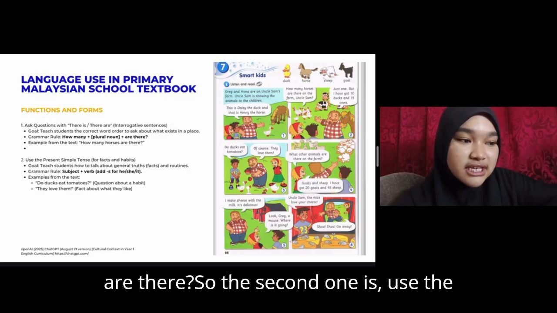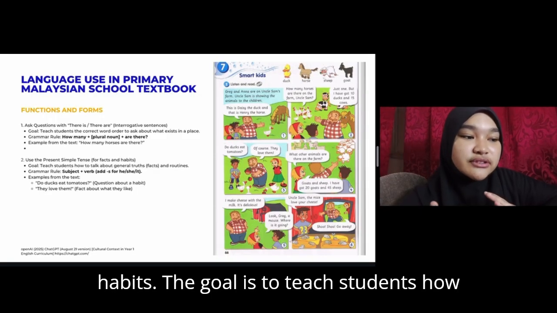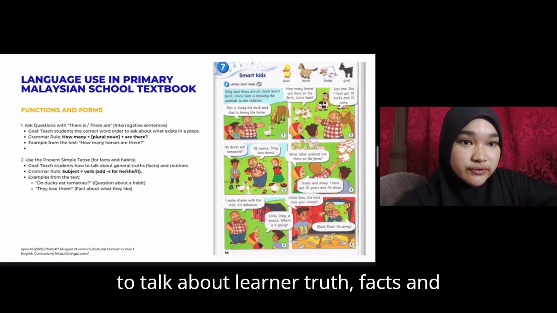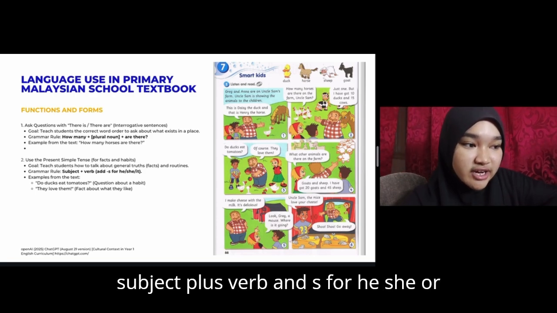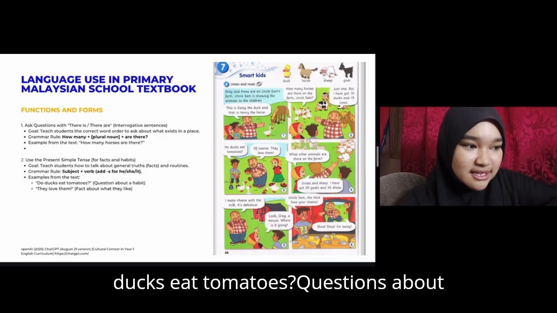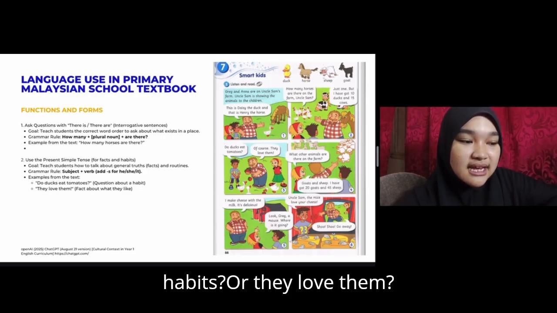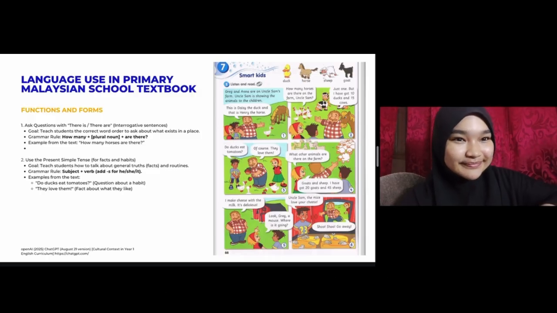So the second one is use the present simple tense for facts and habits. The goal is to teach students how to talk about general truths, facts and routines. So the grammar rule here is subject plus verb, add S for he, she or it. The example from the text is: do ducks eat tomatoes? Questions about habits. Or they love them. A fact about what they like.